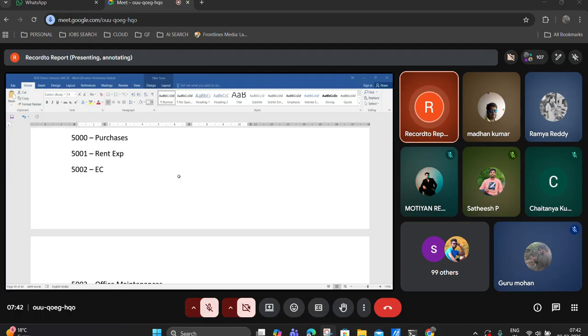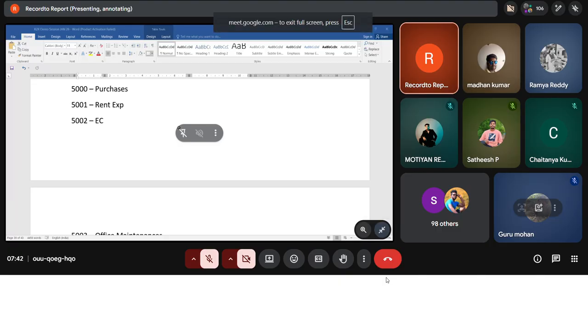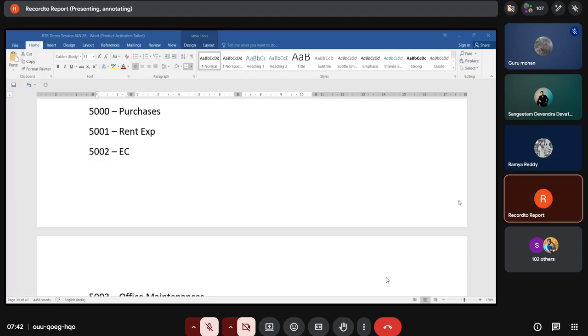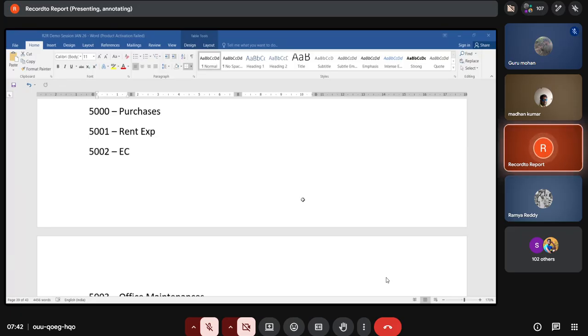So 1111, 2 here, 3, 4, 5, 6, 7, 8, 9. So the total number of cost centers, guys. How many cost centers do we have? 9. Okay.